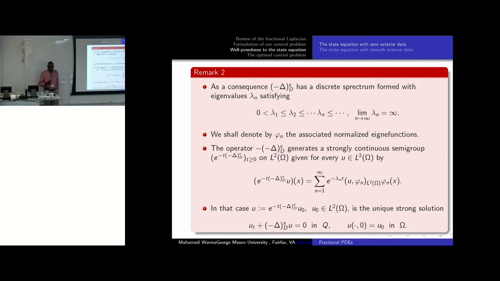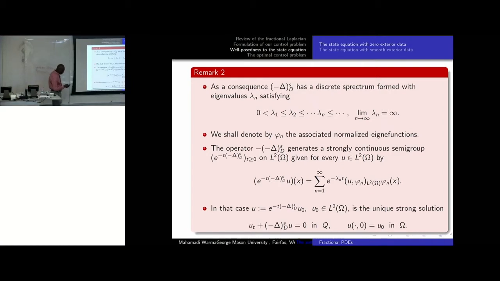A semigroup is a family of operators T of t, where T of t is a linear and continuous operator from L2 to L2, and satisfies the semigroup property. The semigroup property is that T of t plus s equals T of t times T of s, and the strong continuity is that T of 0 must be the identity. That is what we call a strongly continuous semigroup.